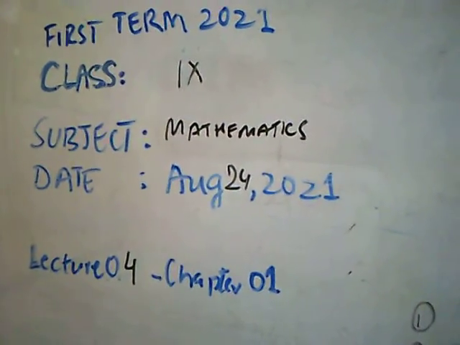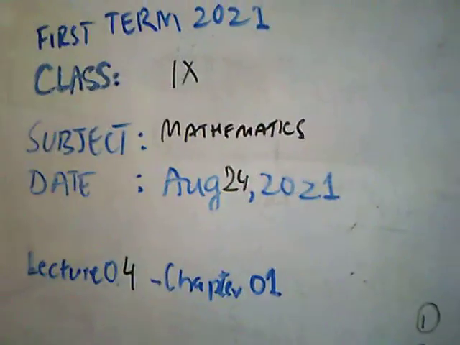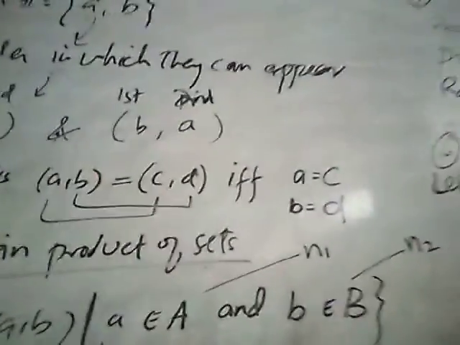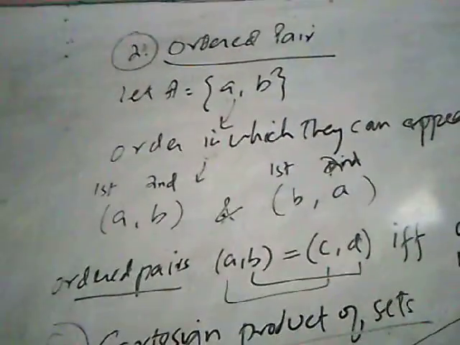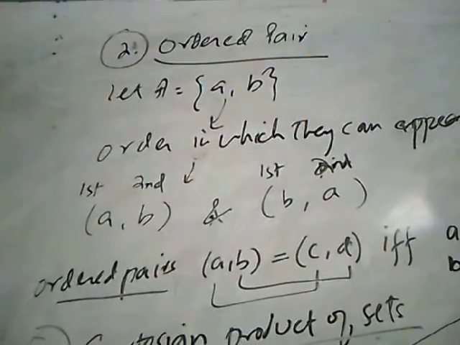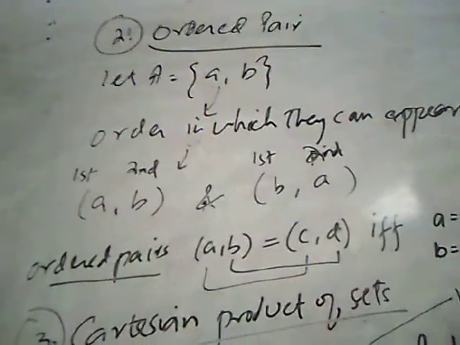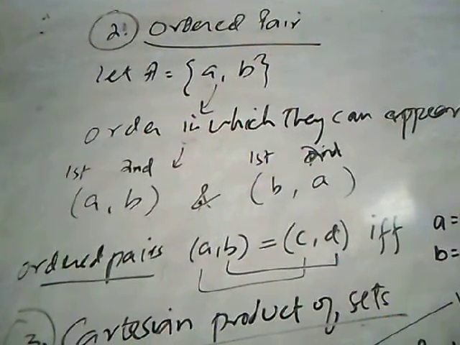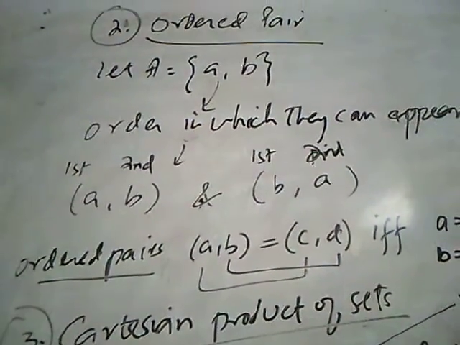In this part, we are going to discuss our new topic. So, starting with the ordered pair. For example, you have a set containing two elements A and B. So, if you are going to pair them up, there are actually two possibilities.